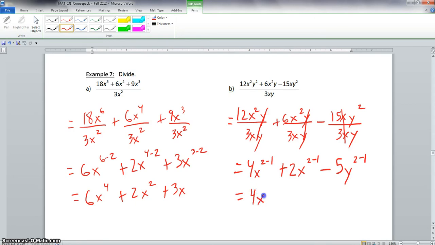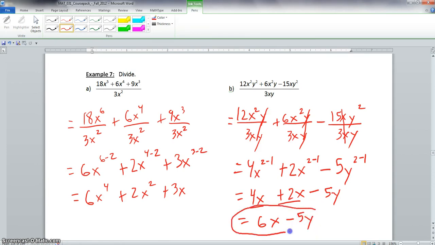So we will have 4x plus 2x minus 5y. These are like terms, so we combine them. That will give us 6x minus 5y. And this is the final answer.